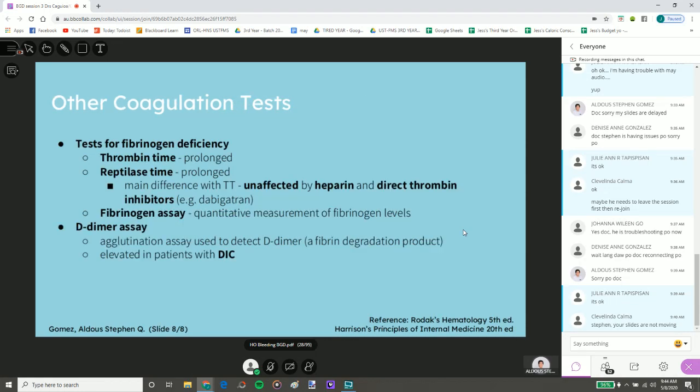Lastly, we have other coagulation tests such as your thrombin time and reptilase time, which tests for fibrinogen deficiency. They are both prolonged when you have deficient fibrinogen. However, it is worth mentioning that for reptilase time, it is unaffected by heparin and your direct thrombin inhibitors such as your dabigatran. Quantitative fibrinogen assay is also available, and D-dimer assay is used to detect D-dimer, which is a fibrin degradation product, and is elevated in patients with DIC. That's all. Thank you.